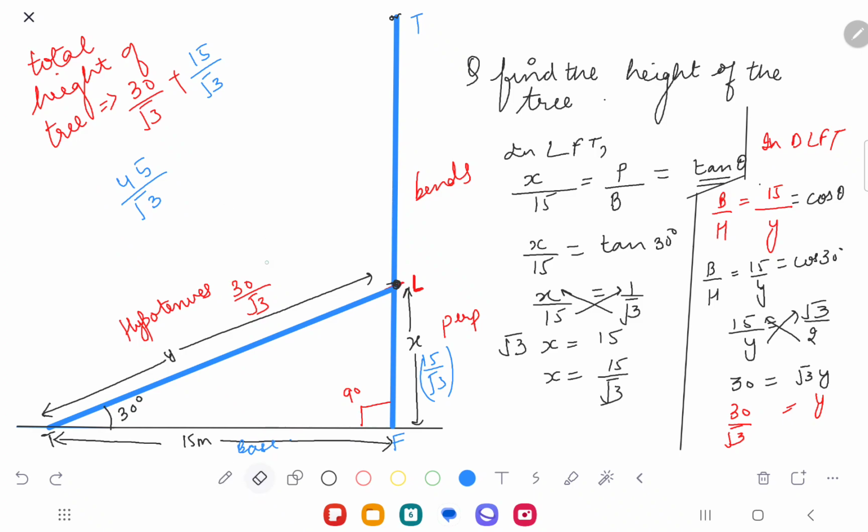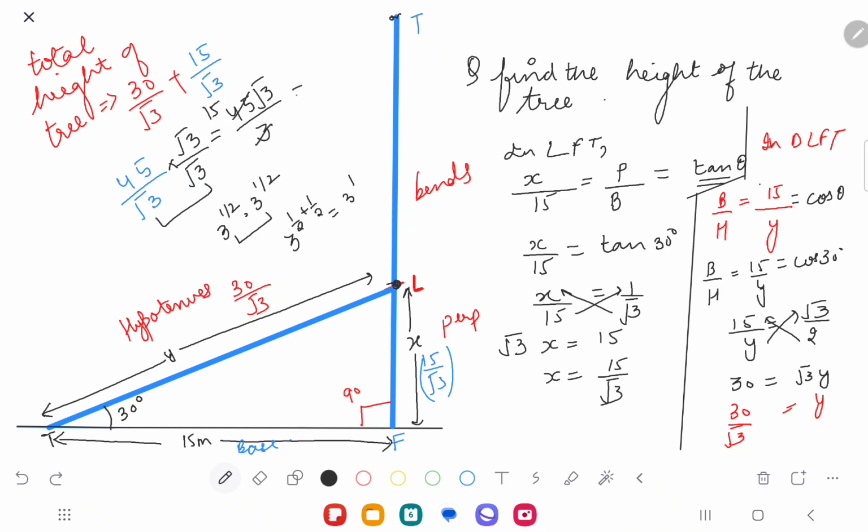So what exactly do you understand from here? You cannot keep root 3, the irrational part, in the denominator. So you need to multiply by root 3 over root 3. I hope you understand the rationalization part. So it becomes 45 root 3 over root 3 into root 3. And why is root 3 into root 3 equal to 3? Because 3 raised to power half into 3 raised to power half. Root means power half, and when bases are the same, powers get added up. So half plus half is 1. That's why it becomes 3. So 3 goes into 45, 15 times. So the total height of the tree is 15 root 3 meters.